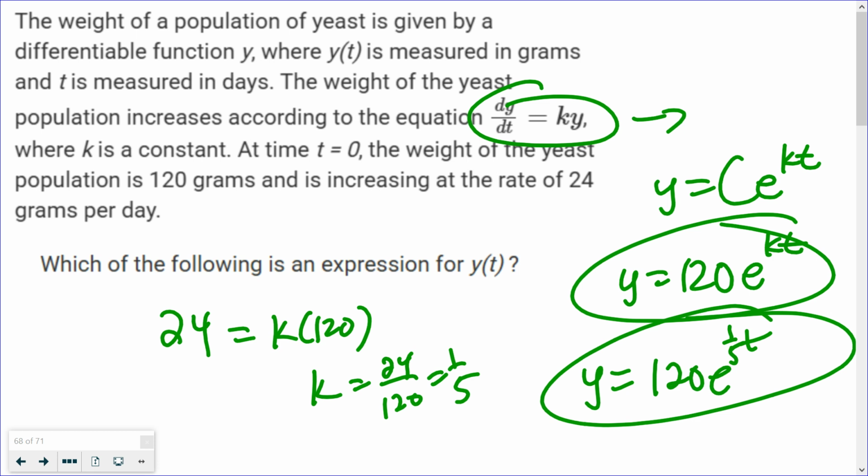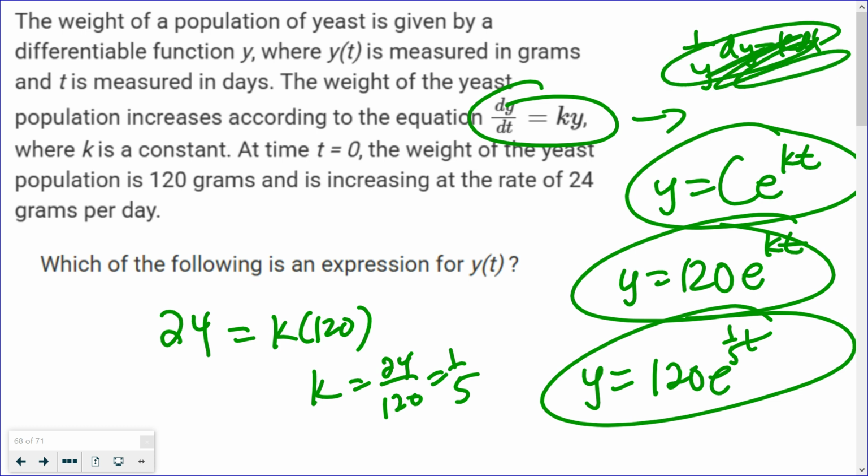And if you didn't have this memorized, then yes, you could get it by doing 1 over y dy equals k dt, but oh yuck, it just takes forever, right? In multiple choice, you don't want to waste time.